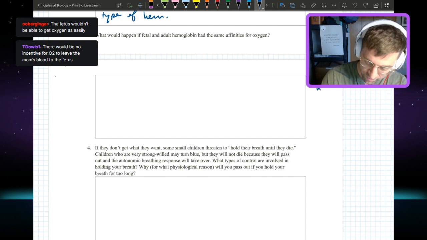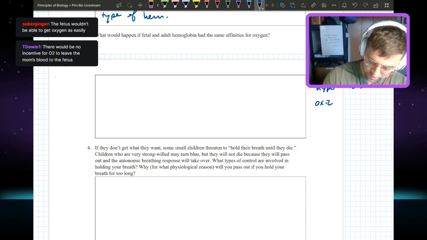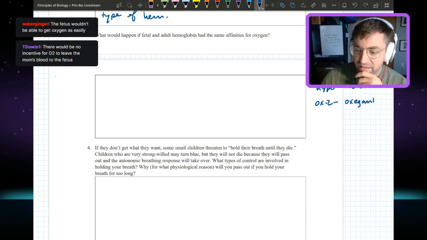Hypoxic, hypo. Oxygenation. There'd be no incentive for the O2 to leave the mom's blood for the fetus. You are correct. That's exactly it.